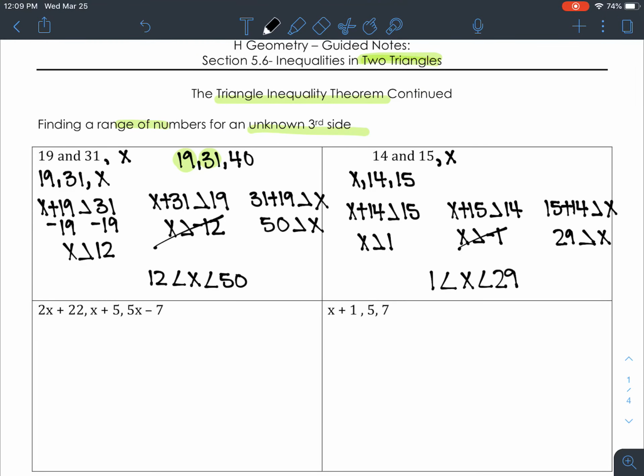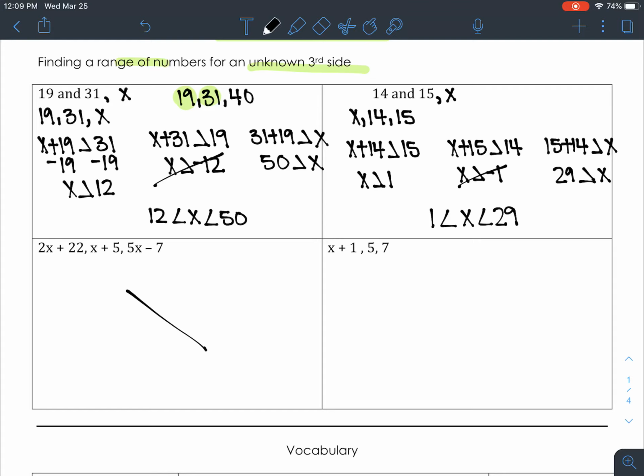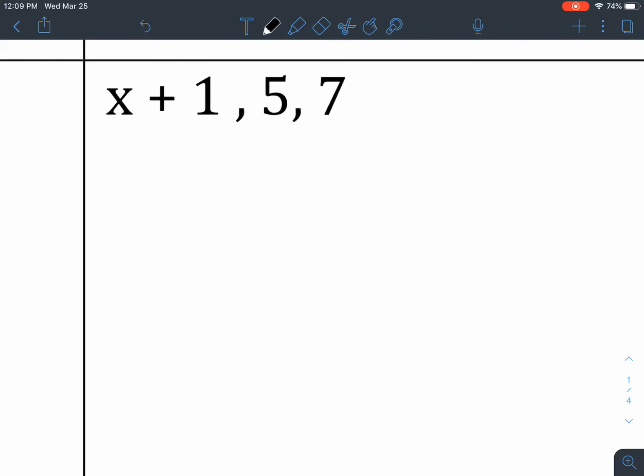Okay? Now, we're not going to do the third one. We are going to do the fourth one here. This time, though, it's giving you an expression for that third side. So we're not assigning it x. It's given to us as x plus 1. The process is still the same, though, where I'm going to take any two of the sides, set it greater than the third side.